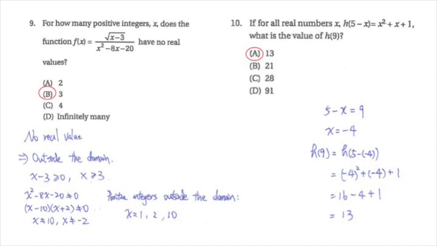That means h of 9 equals to h of 5 minus negative 4, which equals to, then we plug in x equals to negative 4 into the equation. We'll have negative 4 squared plus negative 4 plus 1, which is 16 minus 4 plus 1, which equals to 13.